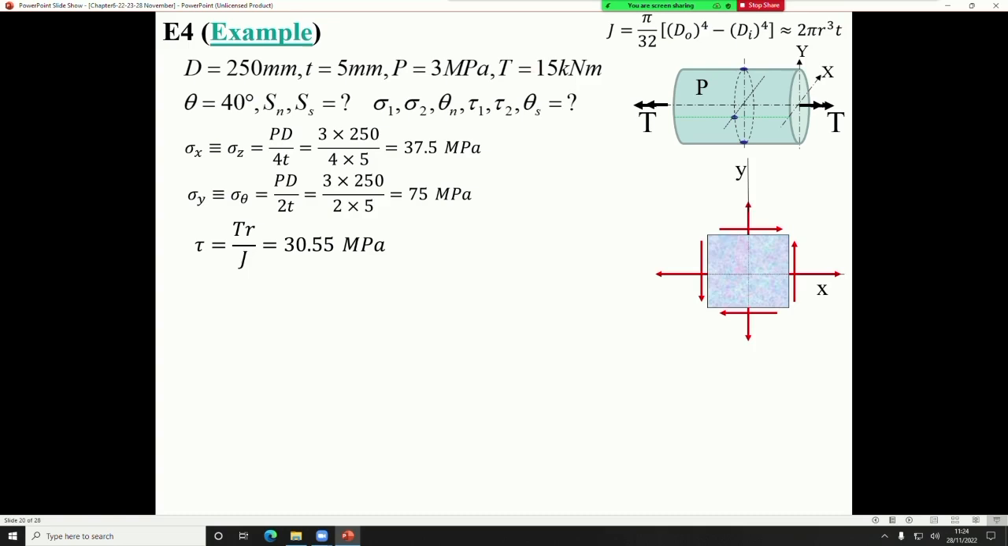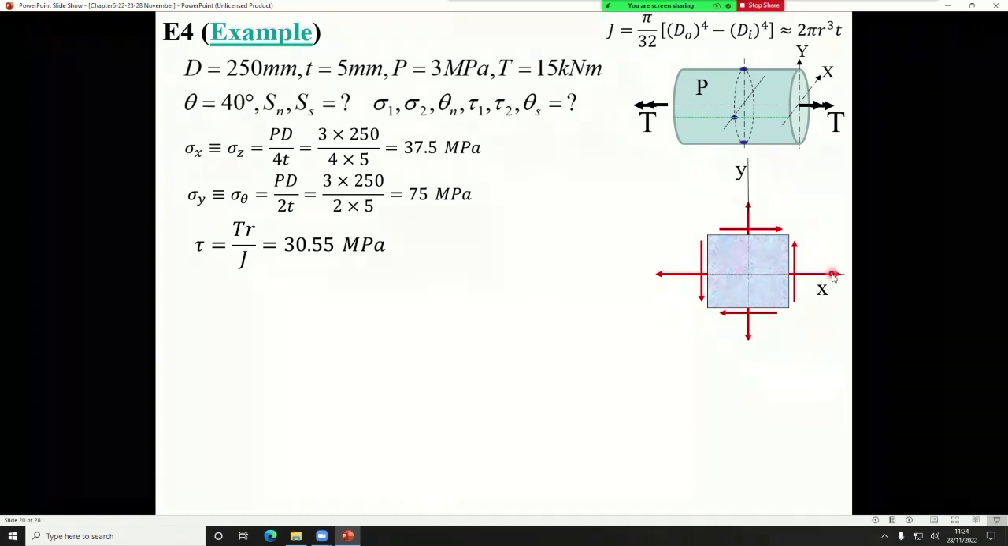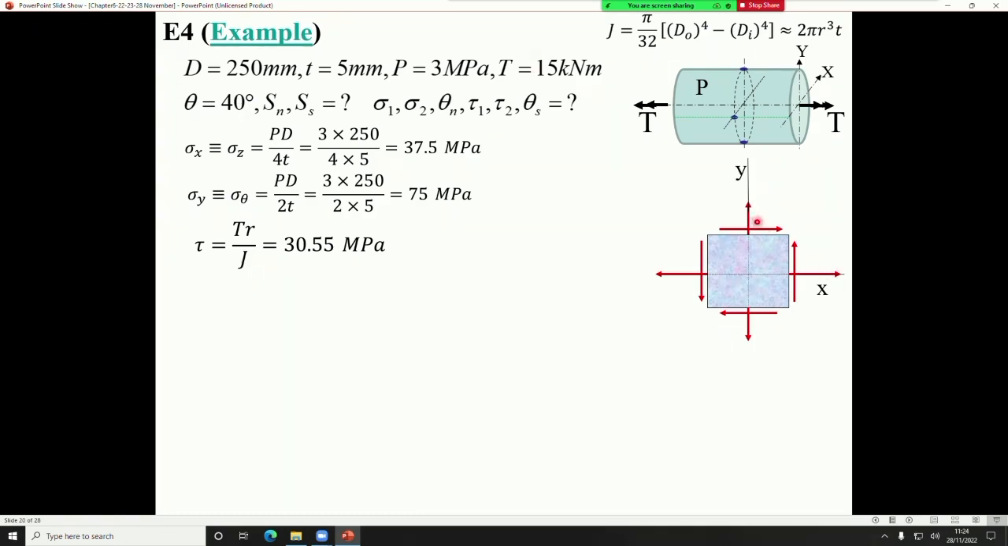Which one of these is 37.5? If you know the answer, is this one 37.5 or this one 37.5? Can you raise your hand, please? Which one is 37.5? Yes, please. X. Okay, that's good. So this is 37.5, this is 75, and this is 30.55. So we have found the stress components.